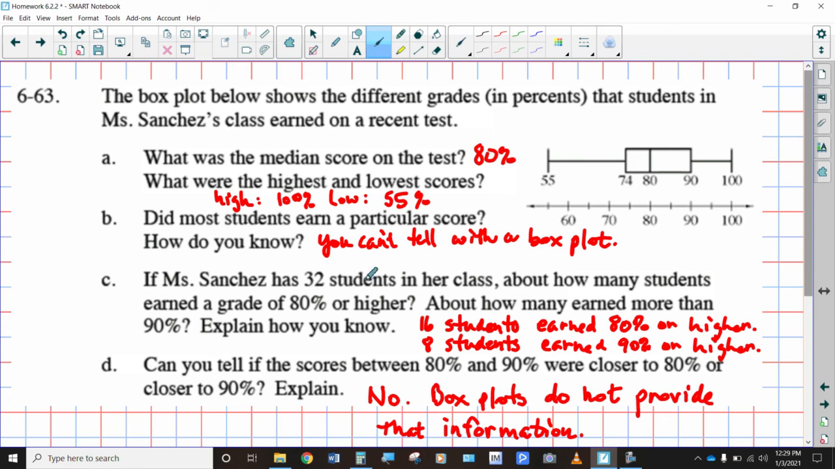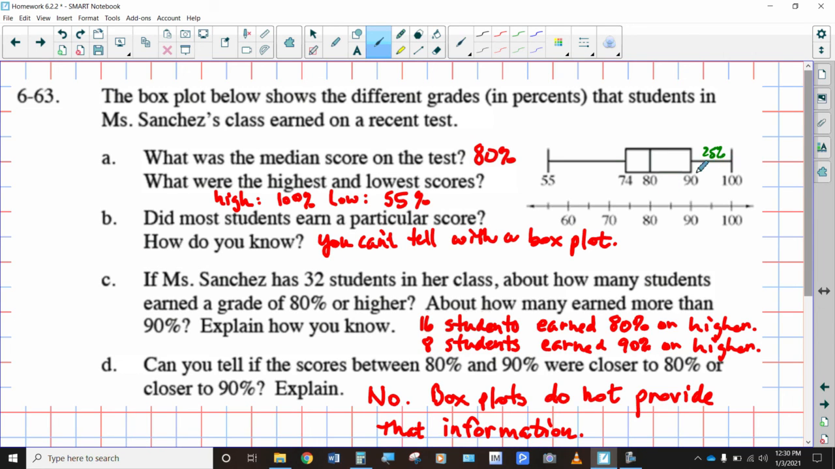If Ms. Sanchez had 32 students in her class, about how many students earned a grade of 80% or higher? Okay, so 80% or higher represents 50% of the data. 80% or lower represents 50% of the data. So you would say about 16 students, that's about half, right? Half of 32. And then how many scored 90 or higher? Well, this is 25% of the data. So 25% of 32 is 8.